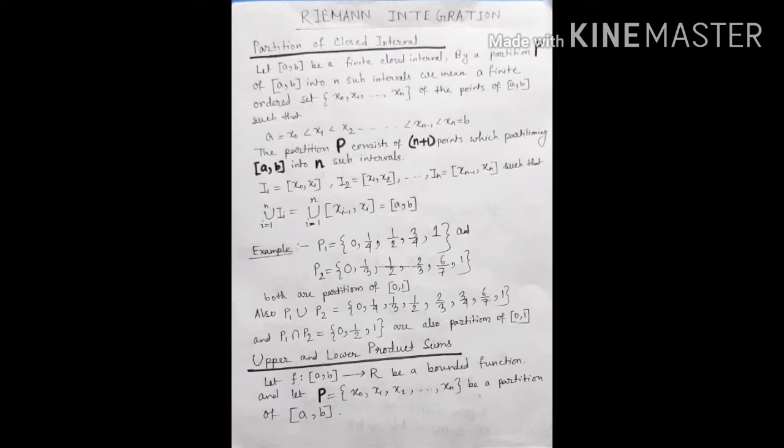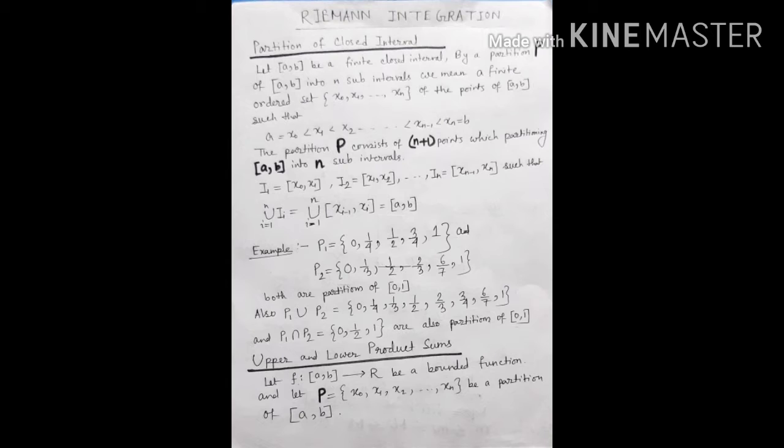Partition of a closed interval. What is a partition of a closed interval? Let [a, b] be a finite closed interval. By a partition P of [a, b] into n subintervals, we mean a finite ordered set {x0, x1, x2, ..., xn} of points of [a, b] such that a = x0 < x1 < x2 < ... < xn-1 < xn = b.